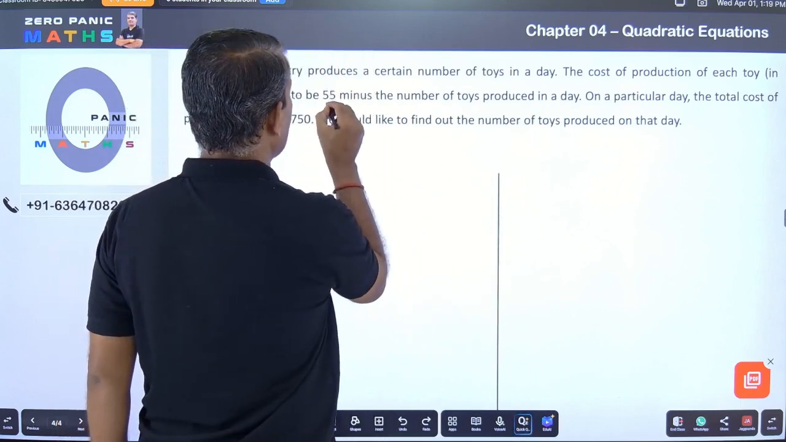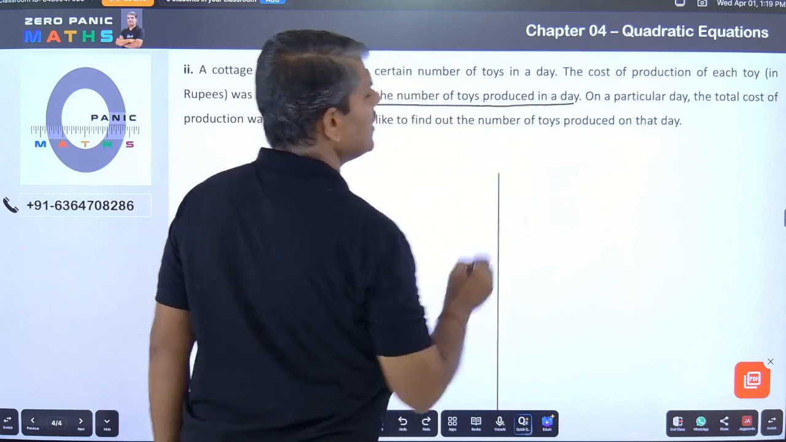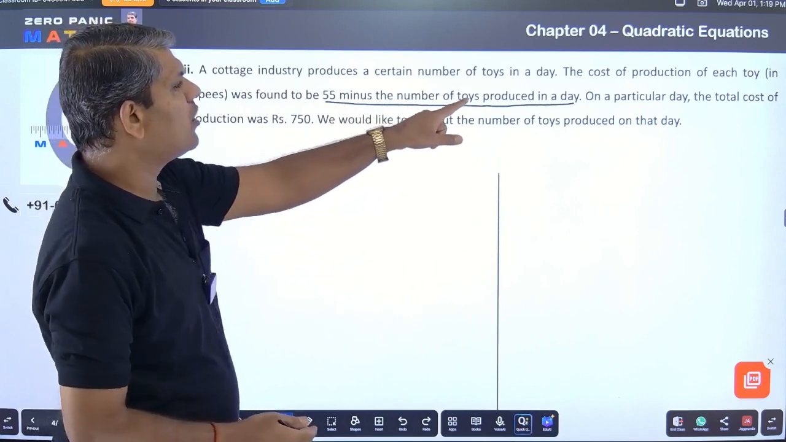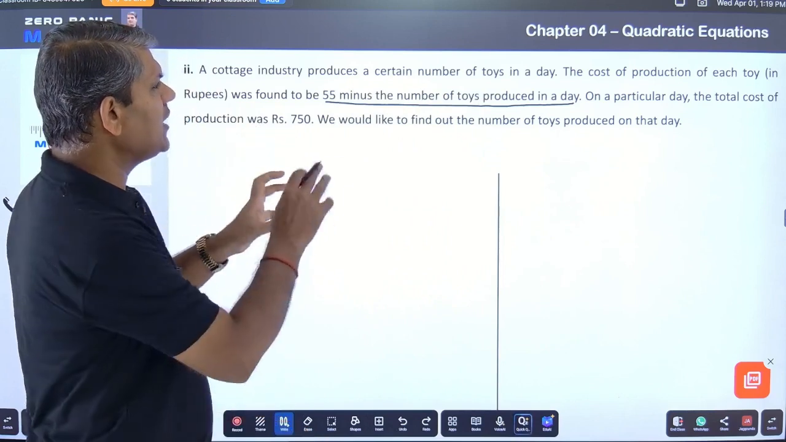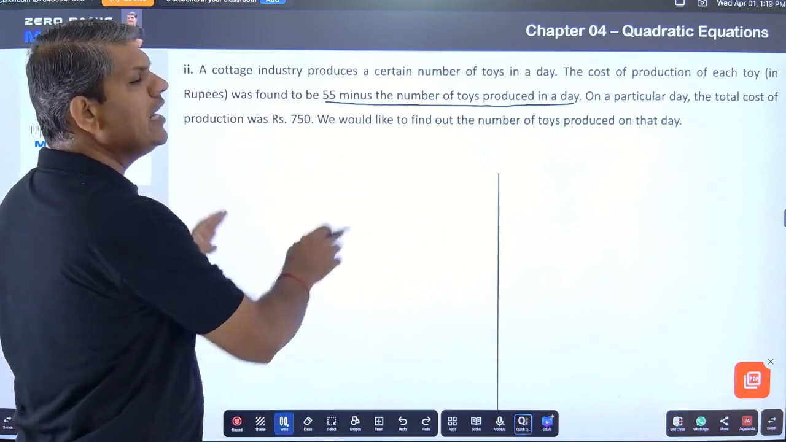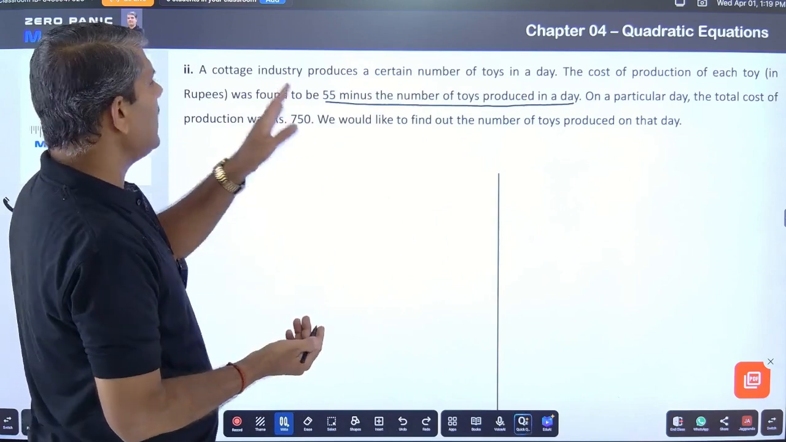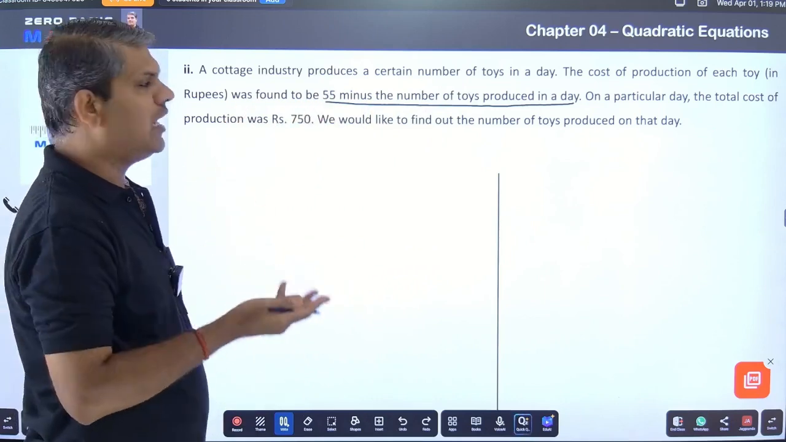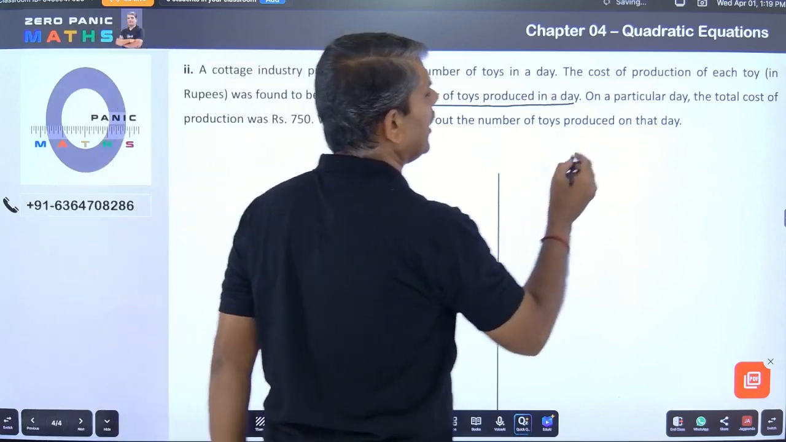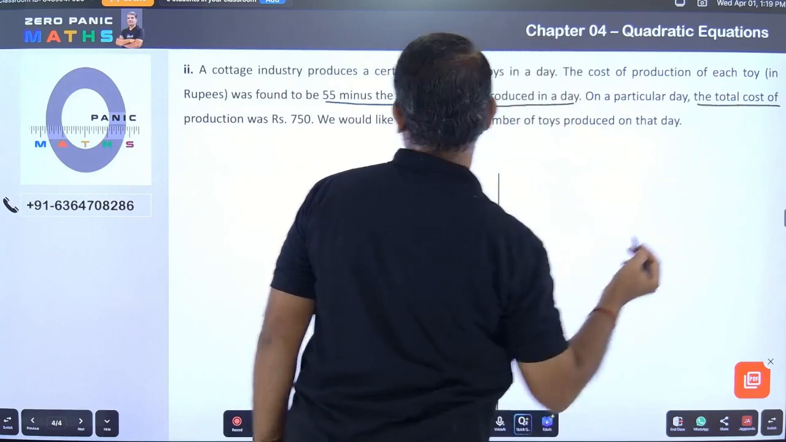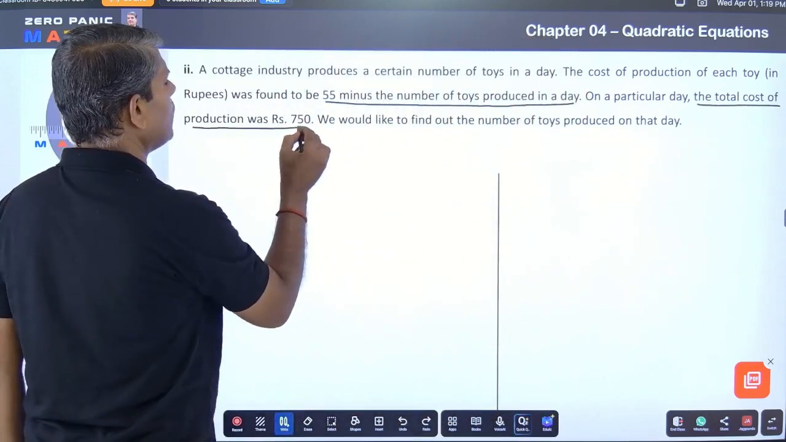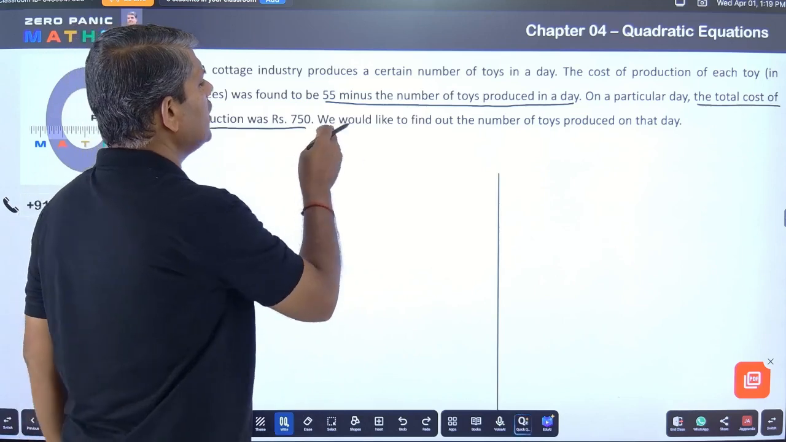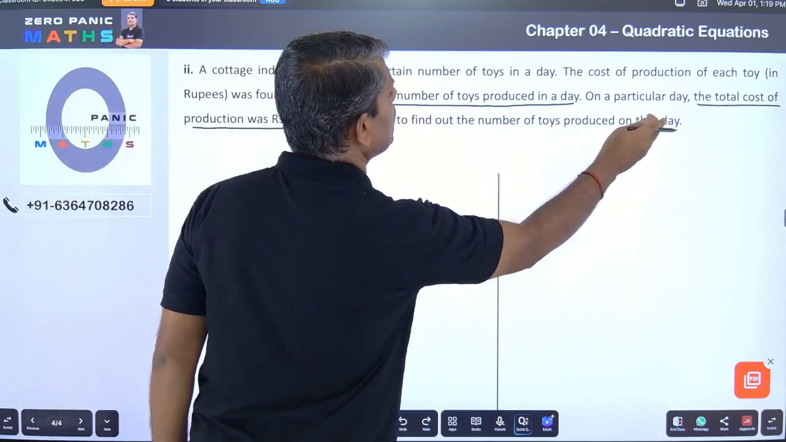Now let us underline this statement because it might give us information related to the equation: 55 minus number of toys produced in a day. So we can consider the number of toys produced in a day as x, so that the cost of production of each toy will become 55 minus x. That will be the way to solve it. On a particular day the total cost of production was 750 rupees, and they have asked us to find the number of toys produced on that day.